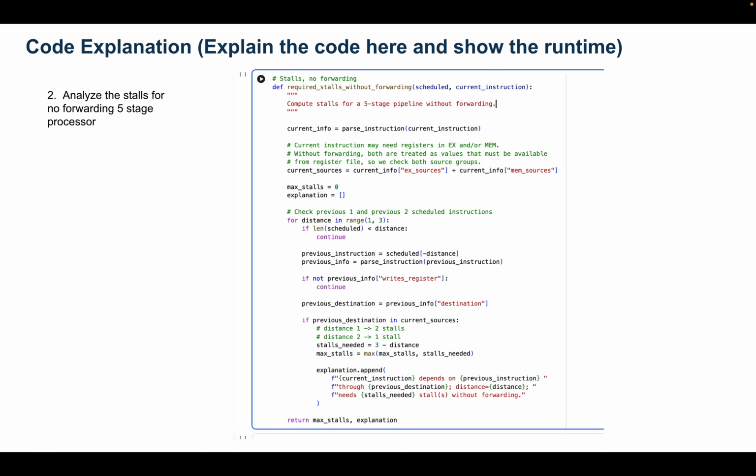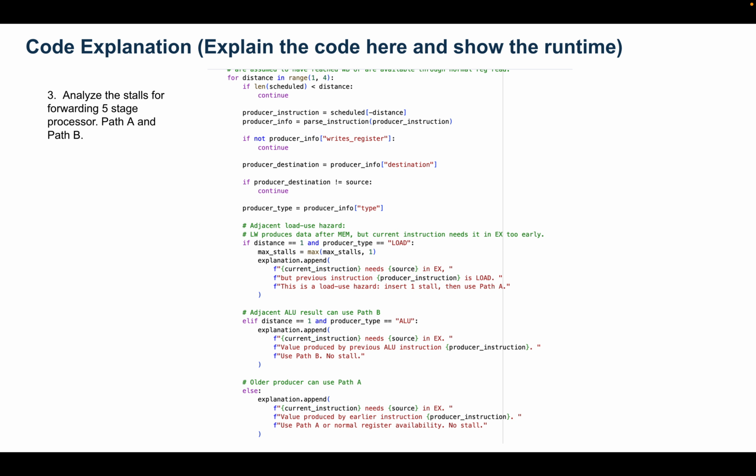If the current instruction depends on the immediately previous instruction, it inserts 2 stalls. If the current instruction depends on the instruction 2 positions earlier, it inserts 1 stall. So older instructions are assumed to have already reached write back or be available through normal register timing.